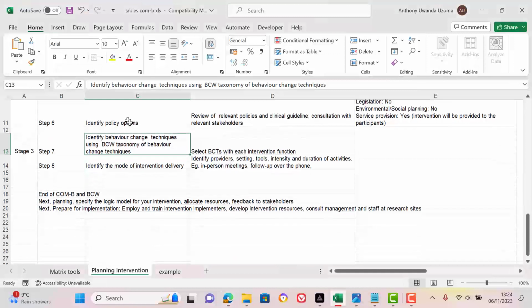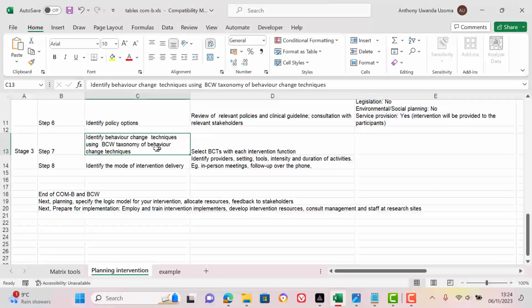All right. Once you have identified the behavior change techniques in particular that you want to use, you now list them. Then the last step is to identify the mode of intervention. What's the mode? Who are the providers? What's the setting like? What are the tools? What's the duration and frequency of intervention? So I'm going to show you an example.